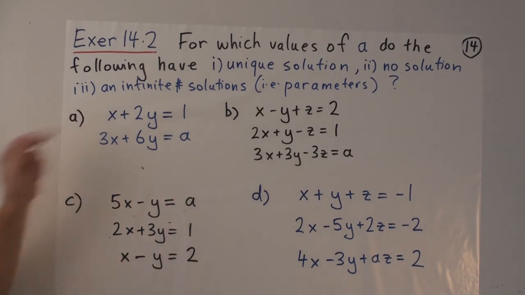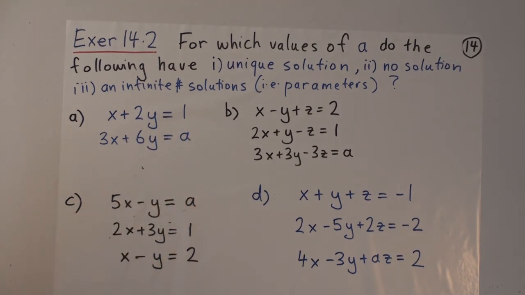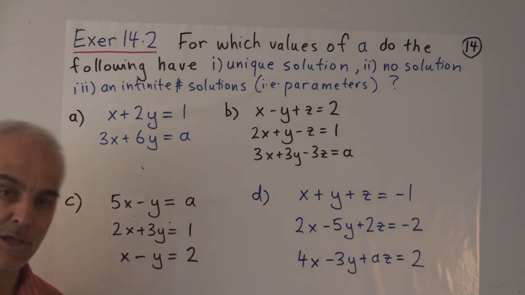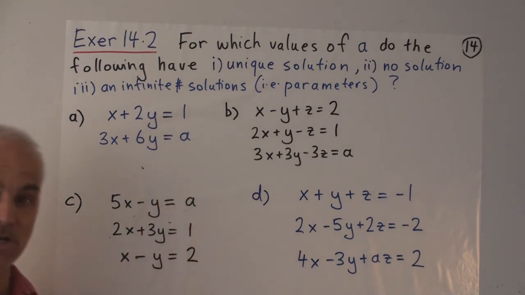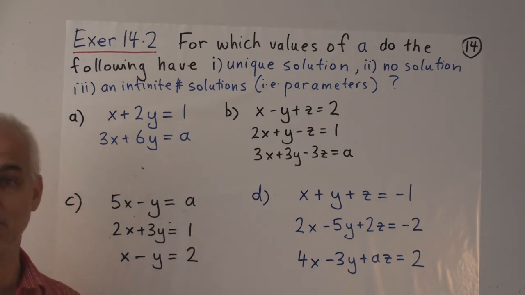So what happens when you try to solve the system? The answer that you get probably depends on what that number actually is. So I want you to tell me, for which values of A do you get a unique solution? For which values of A do you get no solution at all? For which values of A do you get an infinite number of solutions? Say some parameters.